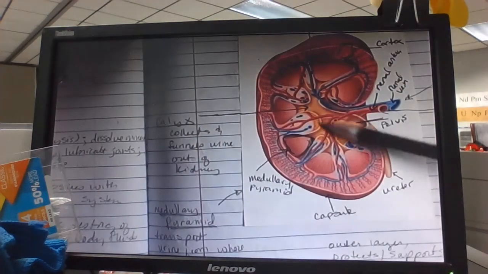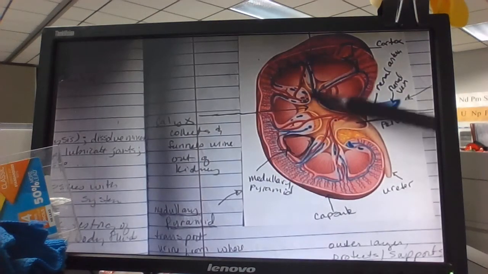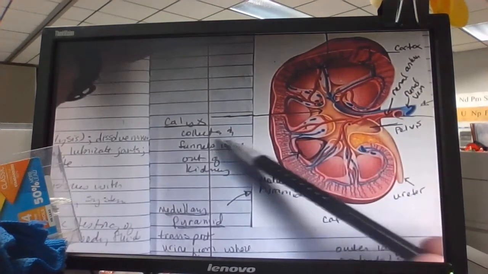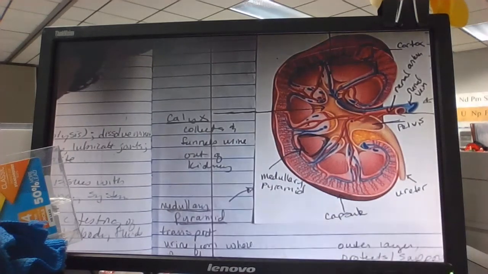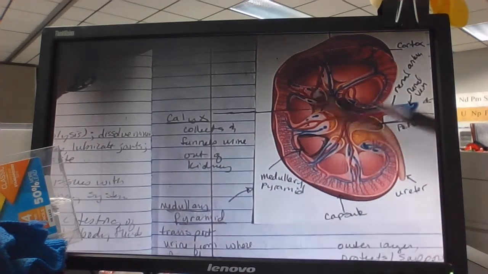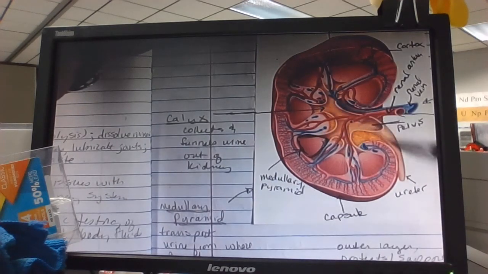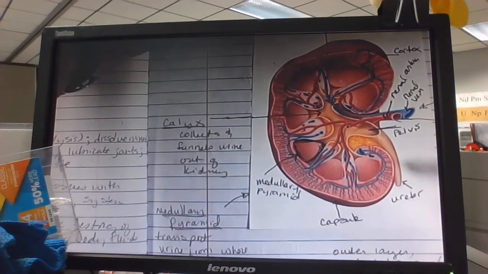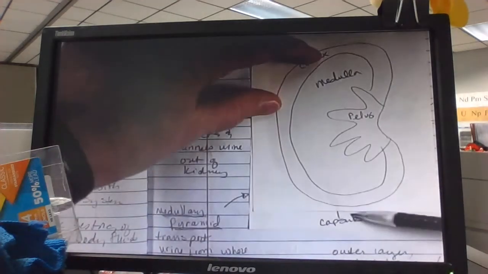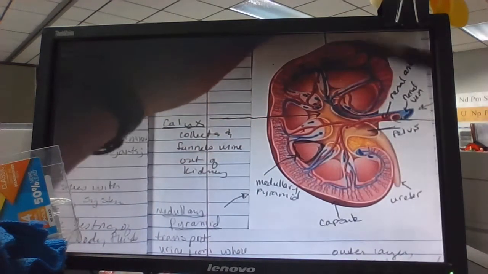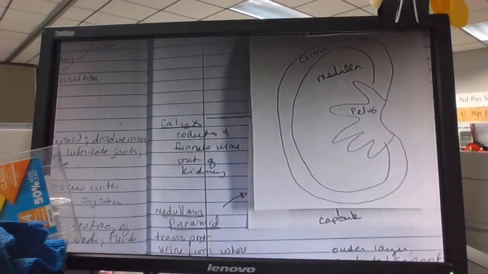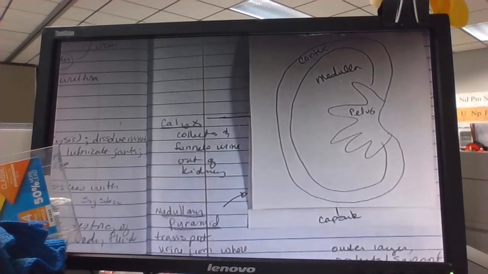The calyx is the tan part of the picture right here inside this pelvis. The calyx collects and funnels the urine out of the kidney. So it's all collected and funneled out of the kidney, and so this is eventually going to create the ureter that goes down to the bladder. The capsule is this very outer layer. It's going to support and protect the kidney.